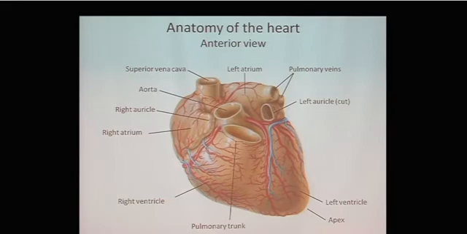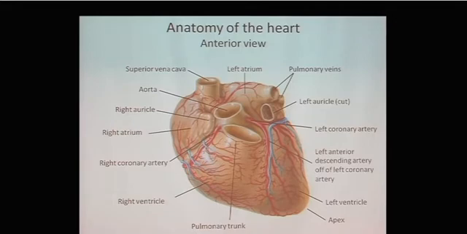So those are the significant external features of the anterior view of the heart, or the sternocostal view of the heart. The other features that you'll see here are the coronary arteries that come off of the aorta. There's a right coronary artery and a left coronary artery. The left coronary artery has a big branch called the left anterior descending, which supplies the majority of the blood to the left ventricle. So atherosclerotic changes in this LAD, or the left anterior descending artery, can be very problematic for the health of the left ventricle and lead to ischemia and myocardial infarction.